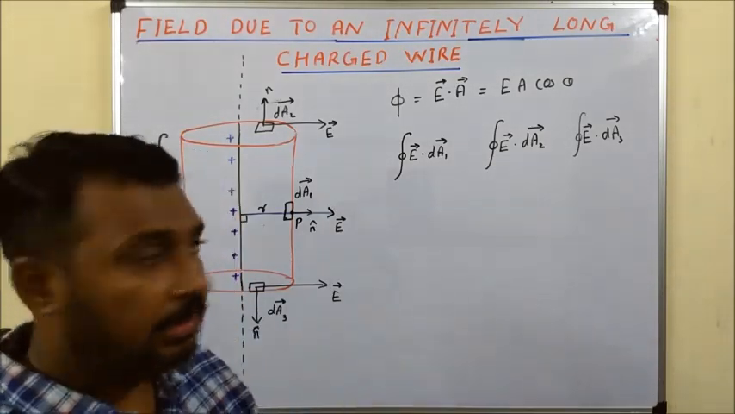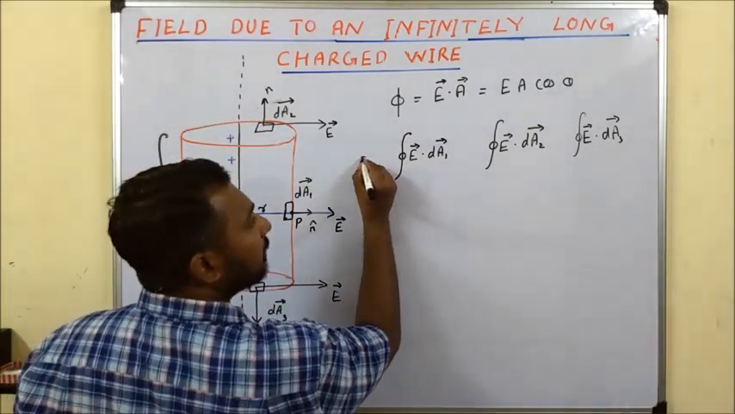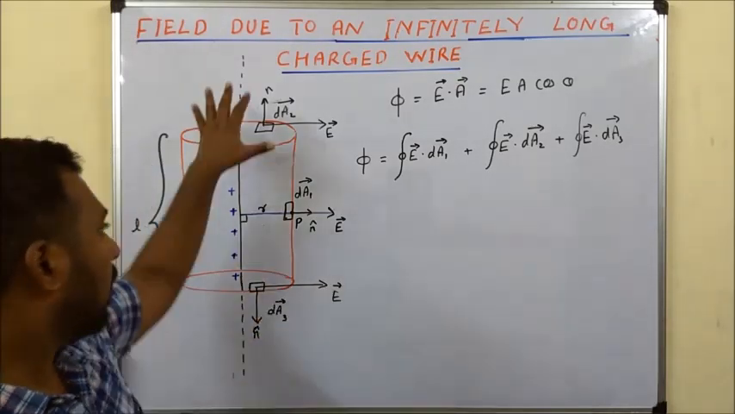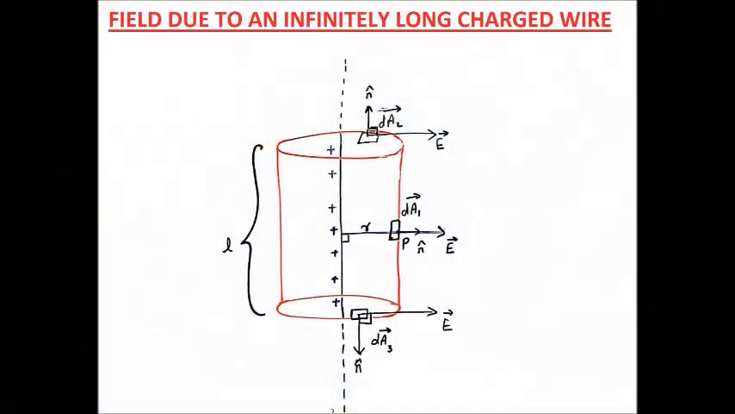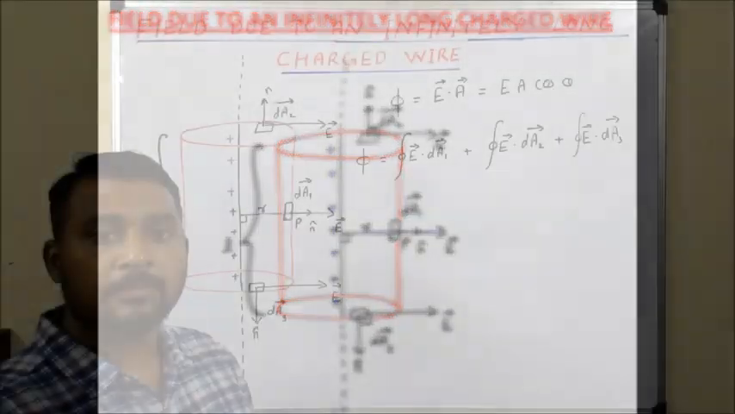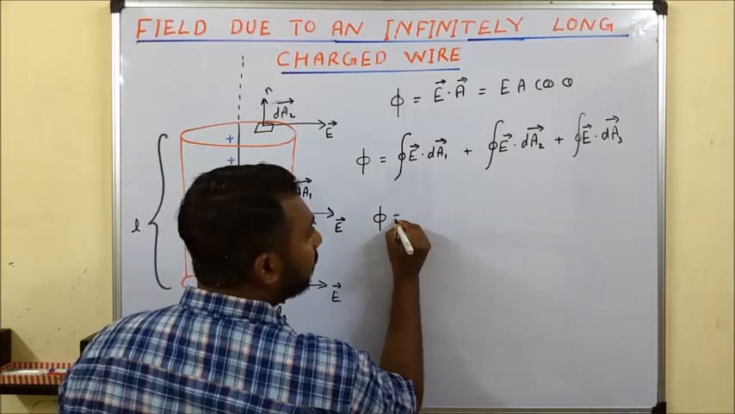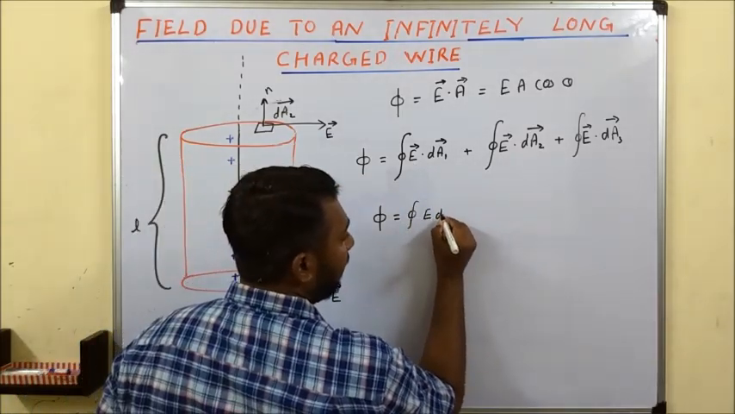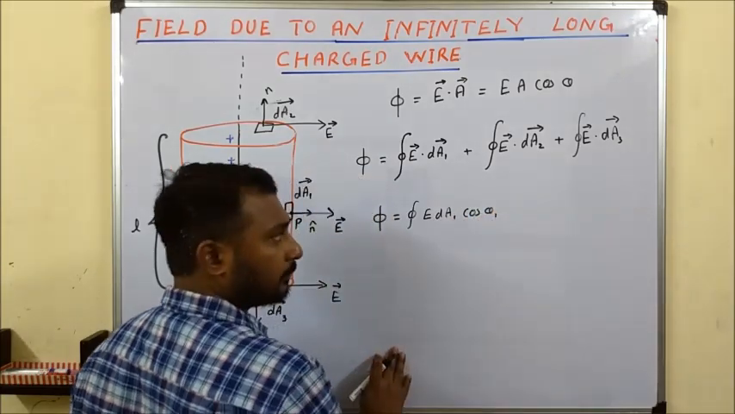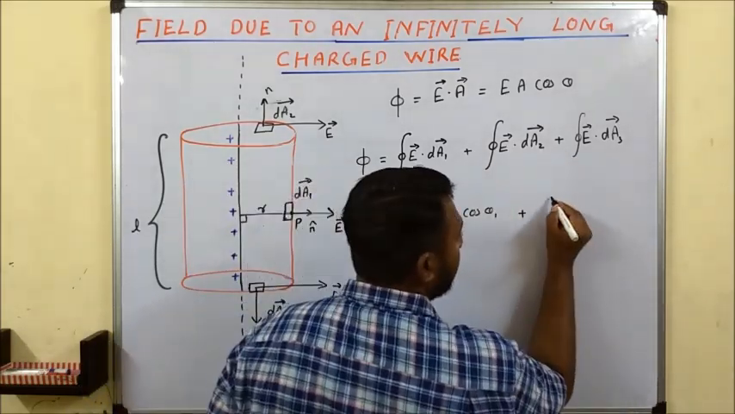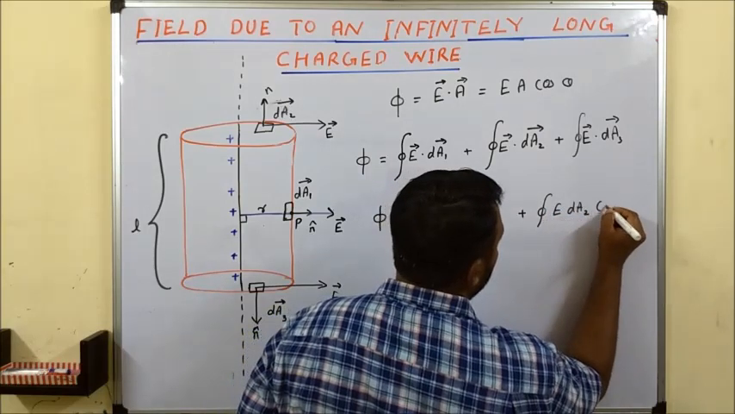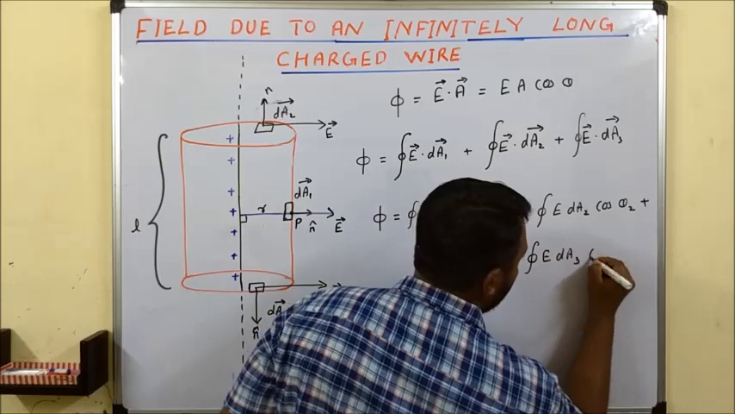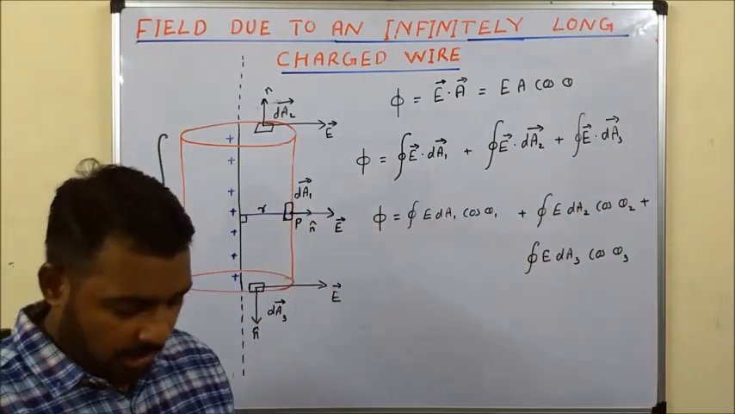Now, what will be the net flux through the complete closed surface? So the net flux phi is equal to the sum of all these three. It will give you the net flux through the Gaussian surface. Now, the net flux phi is equal to the surface integral of E dot dA1. So I can write it as surface integral E dA1 cos theta 1 plus the second one, surface integral E dA2 cos theta 2, plus the third one, surface integral E dA3 cos theta 3. Got it? Okay.